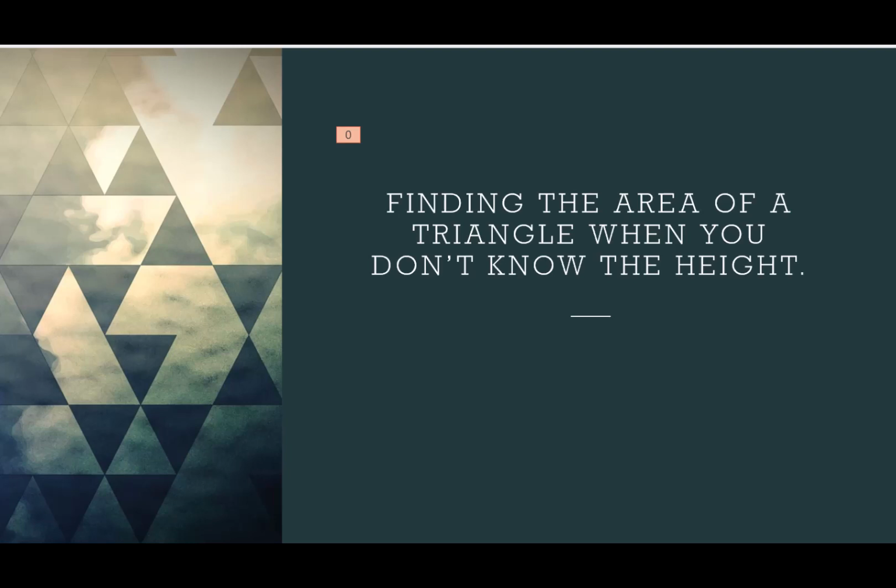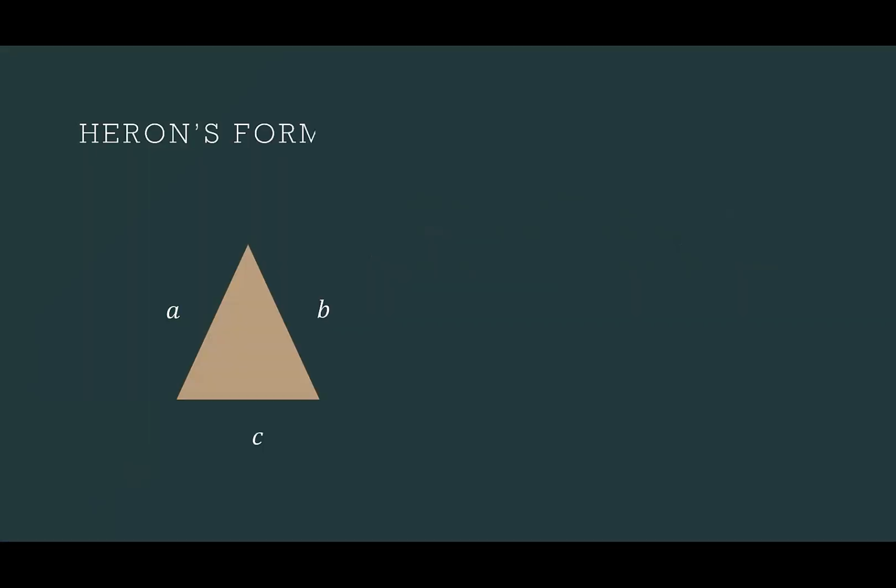Hi everybody, today I have a quick video about finding the area of a triangle when you don't know the height. When we want to find the area of a triangle and we don't know the height and we're not going to go through the steps to find it, we can use Heron's formula. Heron's formula works for any triangle with sides A, B, C.